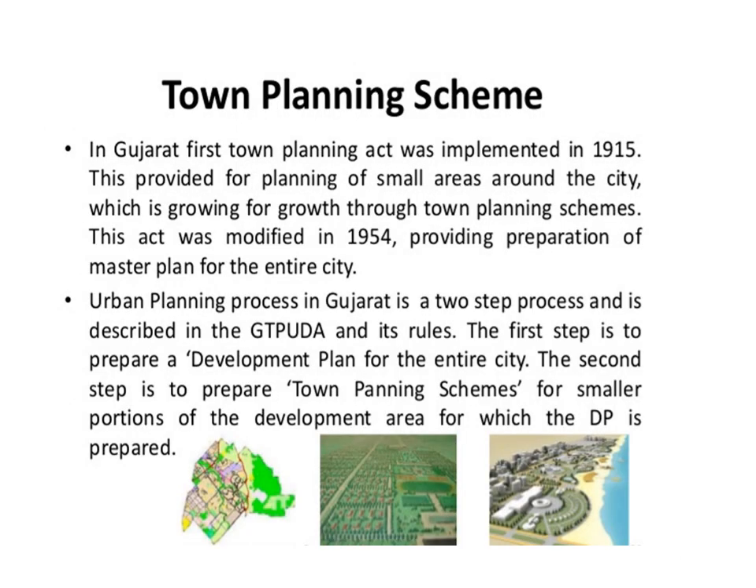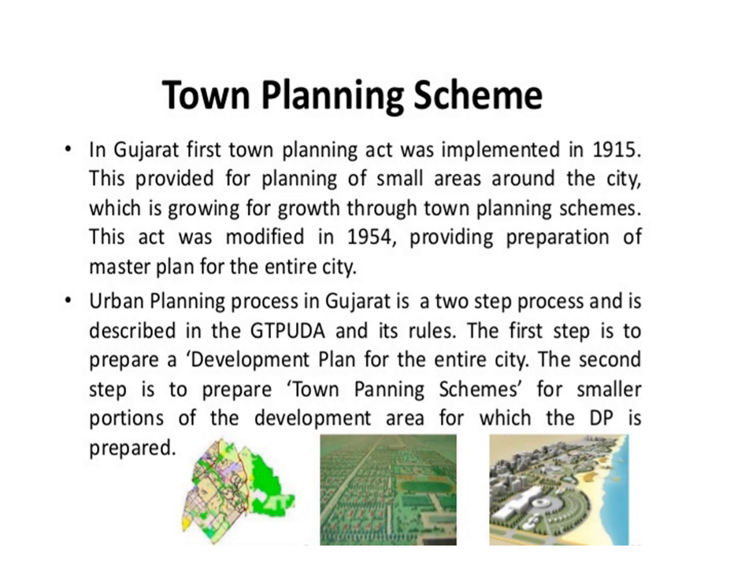Then the town planning schemes. In Gujarat, the first town planning act was implemented in 1915. This provided for planning of small areas around the city, which is growing. This act was modified in the year 1954, providing a preparation of master plan for the entire city. Urban planning process in Gujarat is a two-step process and is described in the GTPUDA and its rules. The first step is to prepare a development plan for the entire city. The second step is to prepare town planning schemes for smaller portions of the development area for which the DP is prepared.